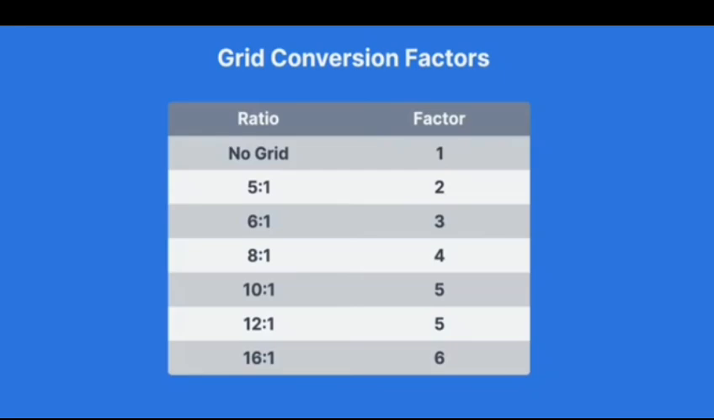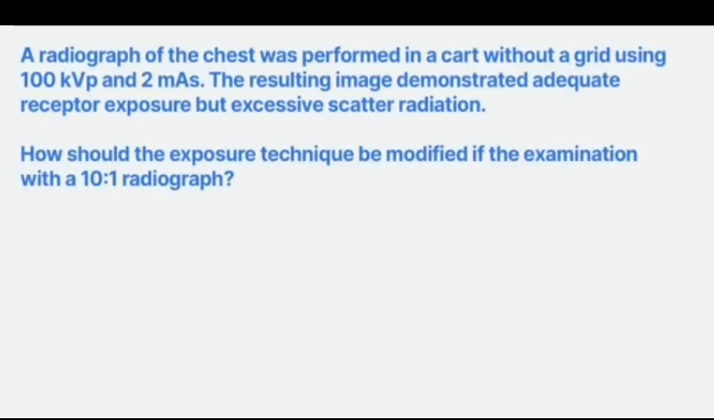No grid is equal to 1. 5:1 is equal to 2. A 6:1 grid is 3. 8:1 equals 4. 10:1 is 5. 12:1 is also 5. And a 16:1 grid has a grid conversion factor of 6. We'll use a practice problem to explain how this formula works.